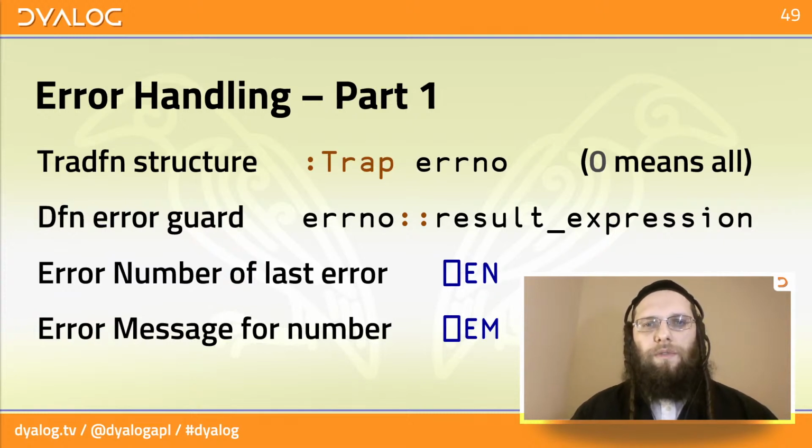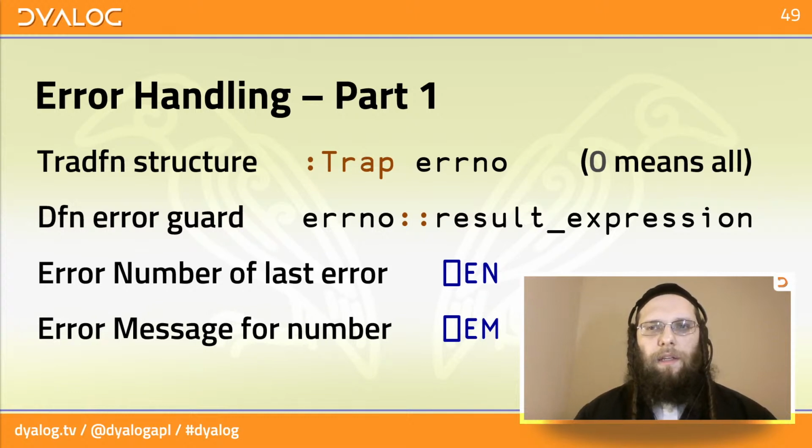Okay, so to summarize all of this from today, we've got a structure in tradfns, colon trap, and we've got the error guard in dfns with the colon colon. We can identify the last error with quad EN and get the message for it with quad EM.